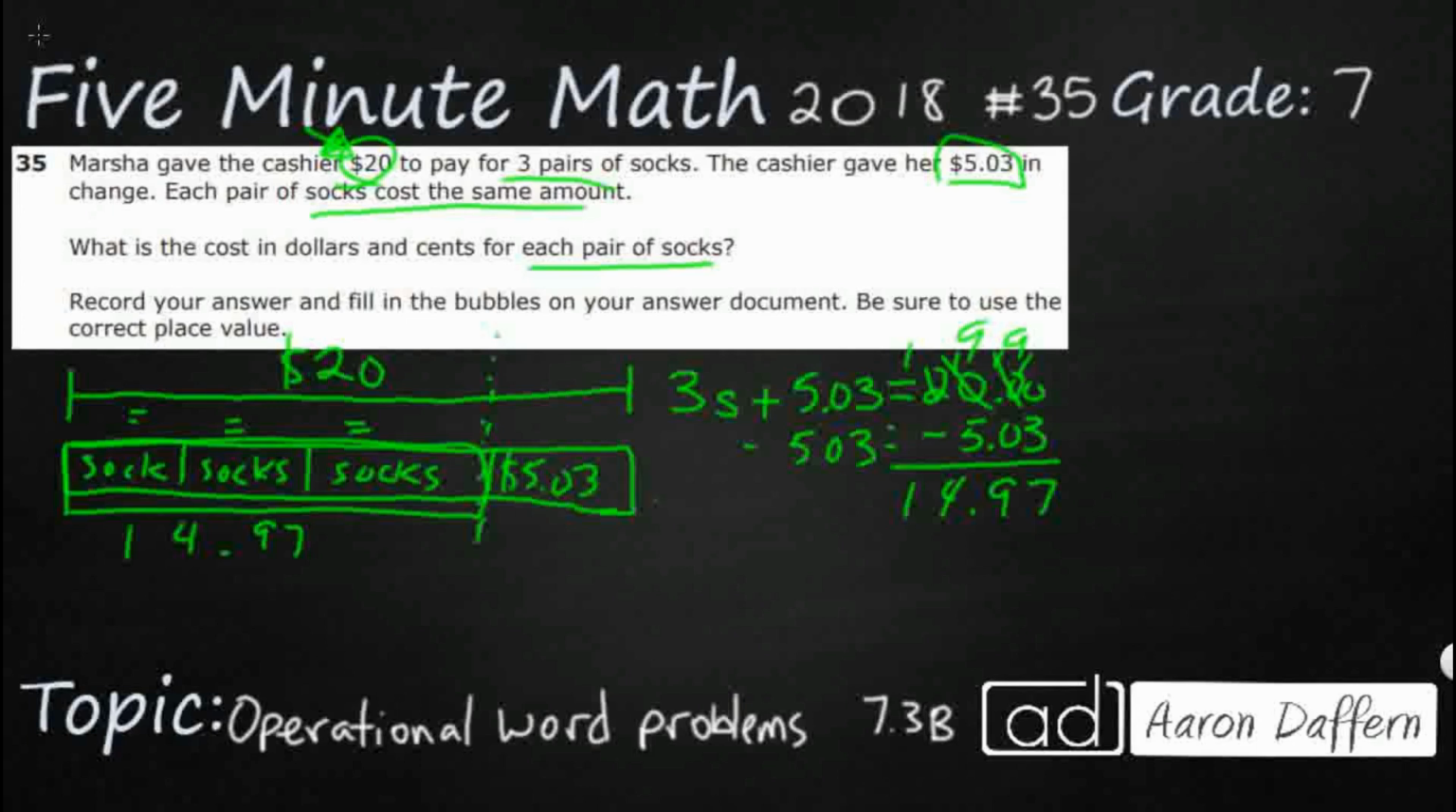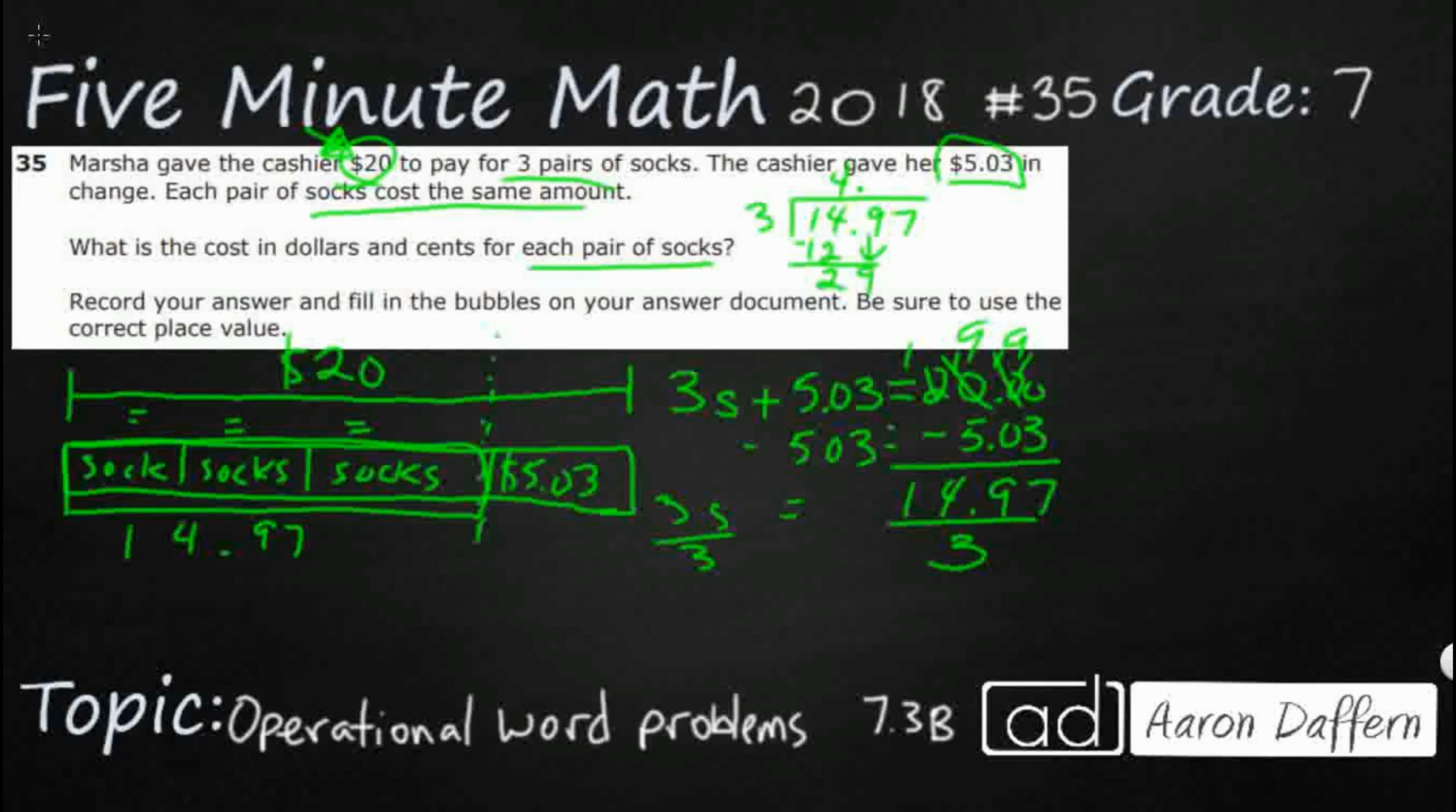So 3S equals $14.97. Let's divide both by 3. So let's see what that's going to look like. So 3 into $14.97. We don't have a decimal in the divisor, so that's fine. Let's put that decimal up there. It's almost 5. It's going to be 4 right there. If we just had 3 more cents, it'd be an even $5. We're kind of ignoring the decimal. We're just dealing with this as 1,497.